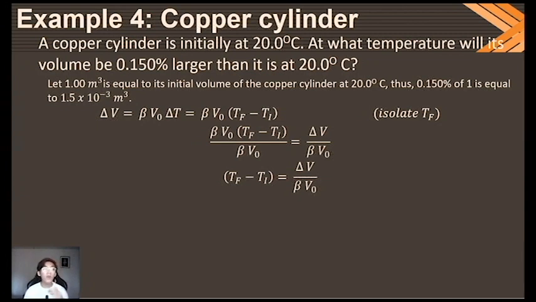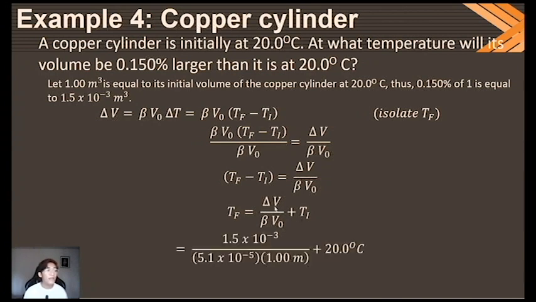Let's continue isolating T sub F by transposing negative T sub I to the right side of the equation. So now T sub F is equal to delta V all over beta times V sub 0, plus T sub I. Now, let's substitute the values for our given variables.